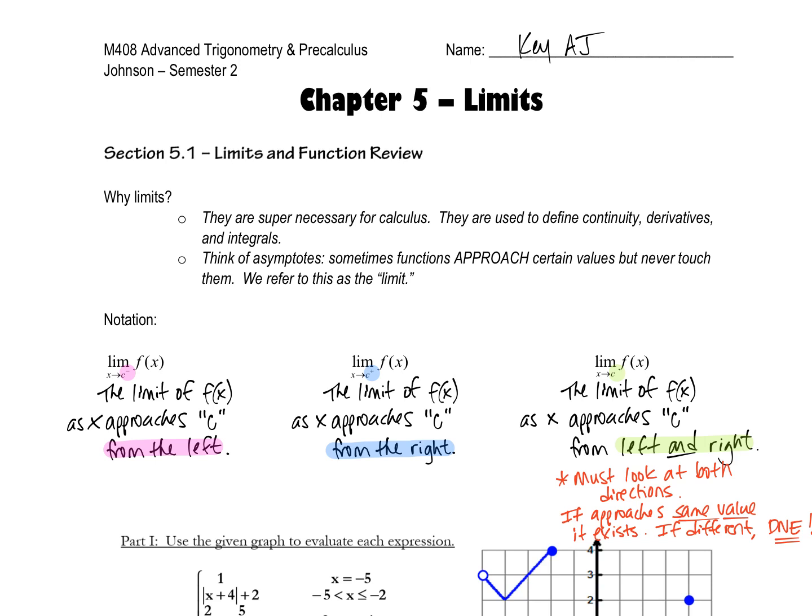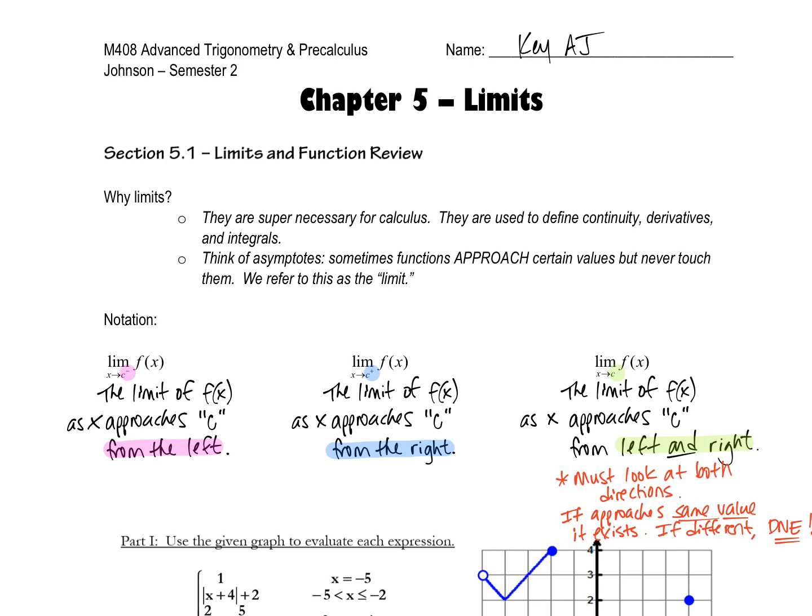You already watched a video kind of refreshing your memory on functions and how to graph stuff. So now we're adding a little bit of calculus into this situation, okay? We have these things called limits. Limits are a very big deal in calculus. You guys are all going to take calculus next year.